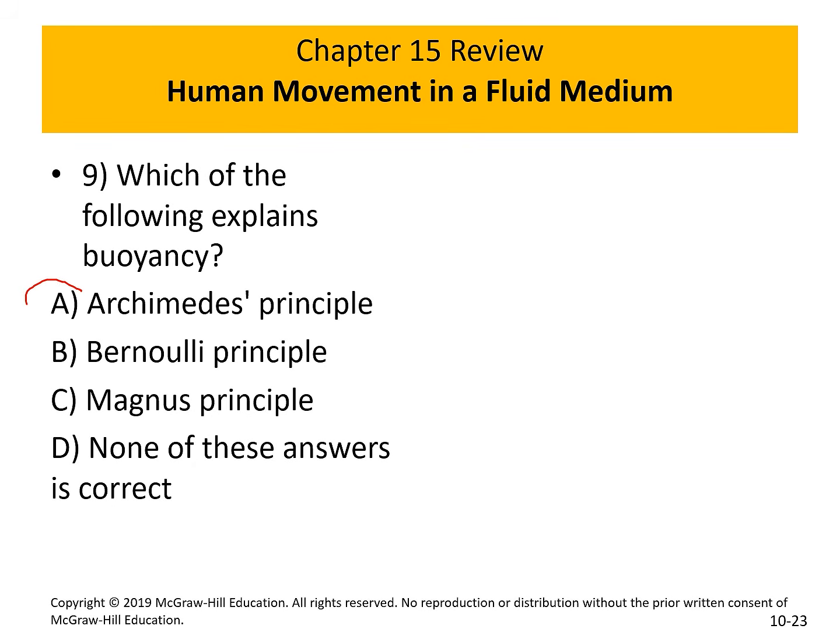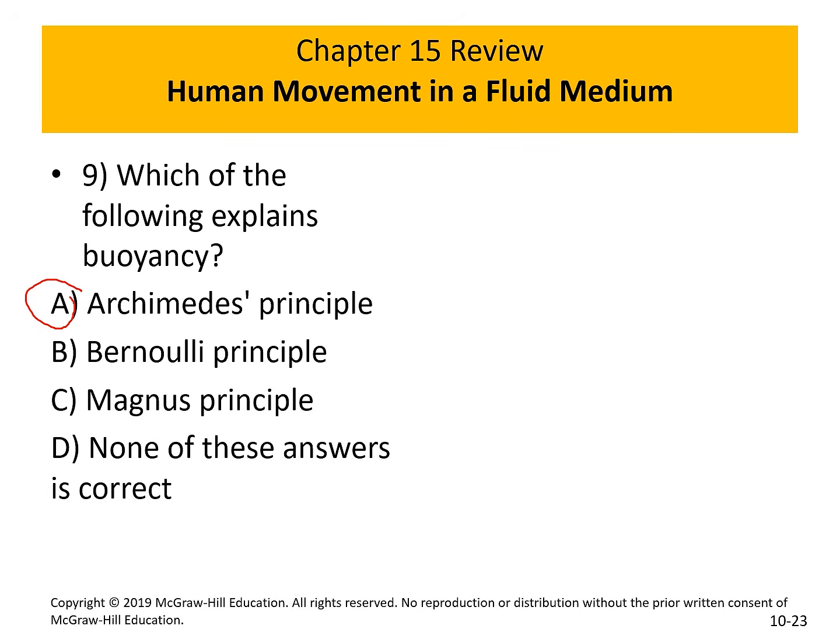So which explains the buoyancy is the Archimedes, because Archimedes said that a body floats if the volume of liquid that is moved equals the volume of the body. And remember, the buoyant force depends on the volume. So that's correct. Make sense?